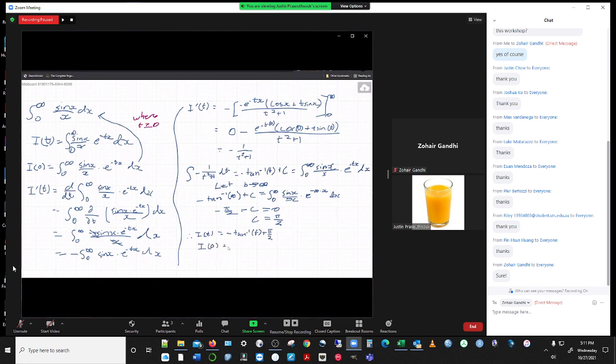Now we just sub t equals 0 in, which gives us negative inverse tan 0 plus pi on 2, which equals pi on 2, which is our answer for the integral of sine x over x dx from 0 to infinity.